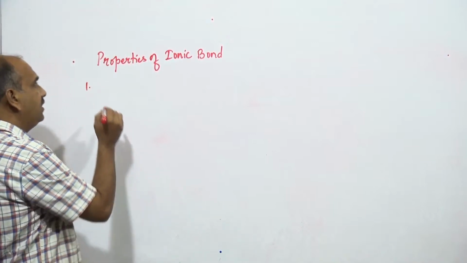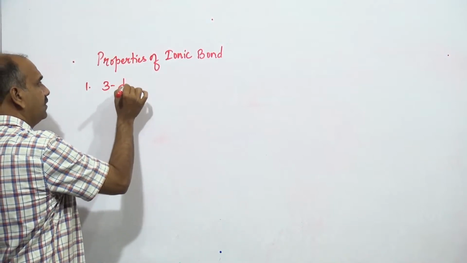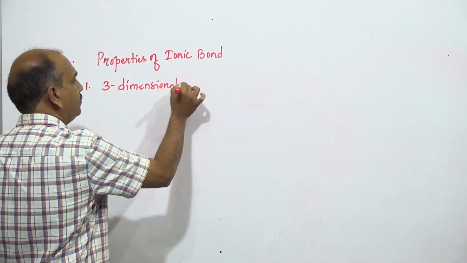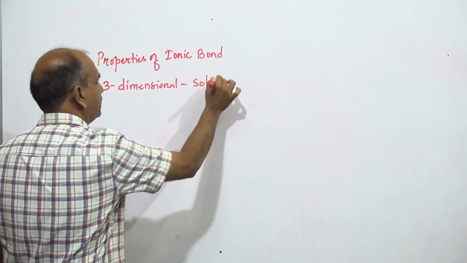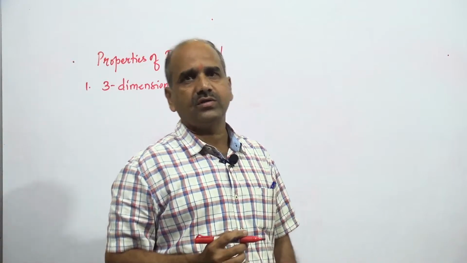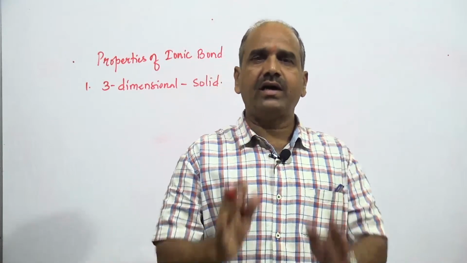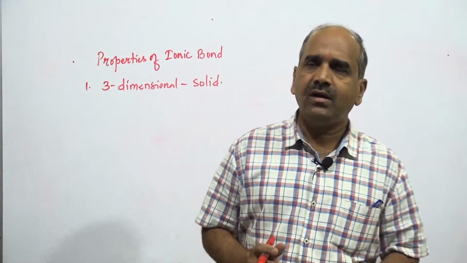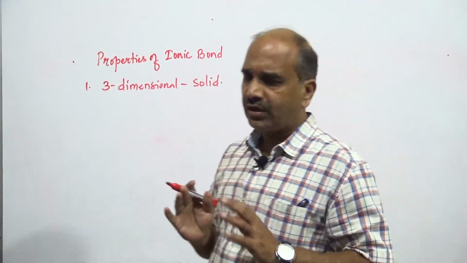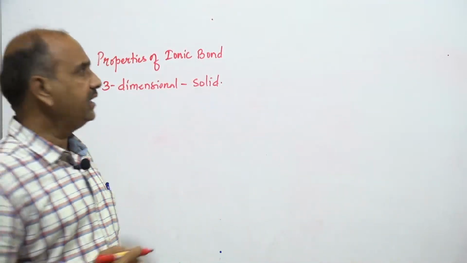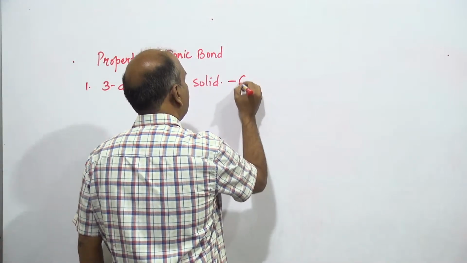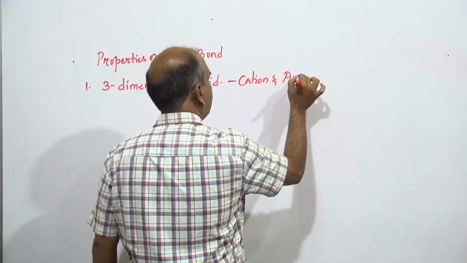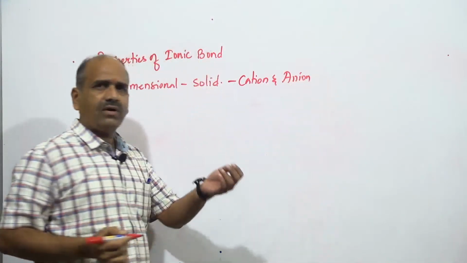The ionic bonds usually are three-dimensional and usually they are solid in nature. For ionic compounds, the arrangement of those atoms and ions shall be three-dimensional and it is going to be usually a solid. And in that there will be cation and anion.